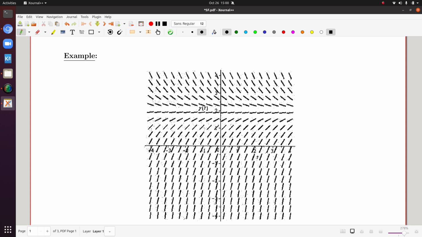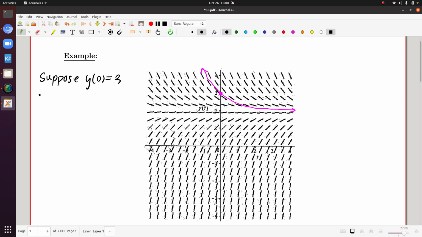For instance, one thing we could look at here is if I said, suppose that we know y of 0 is equal to 3. Then what we can do is actually find the point (0, 3) and trace along these dashes to see what the solution looks like. Once I have that, there are a couple things I could look at.